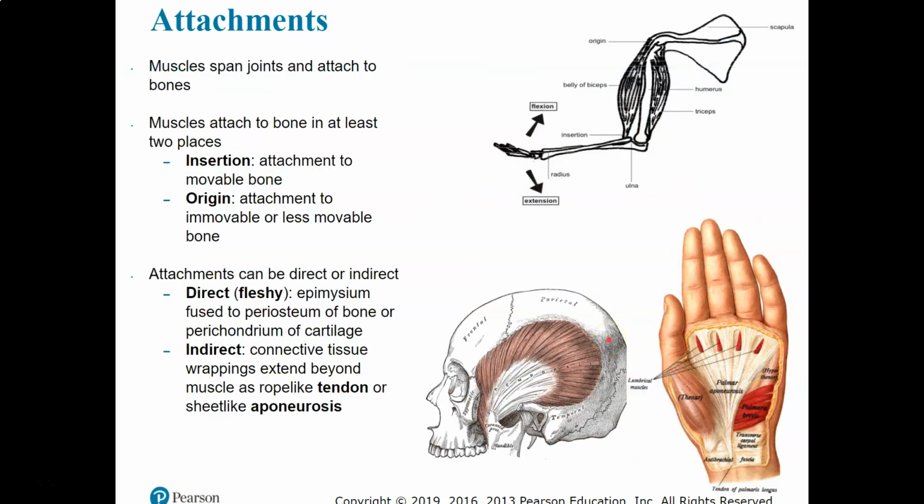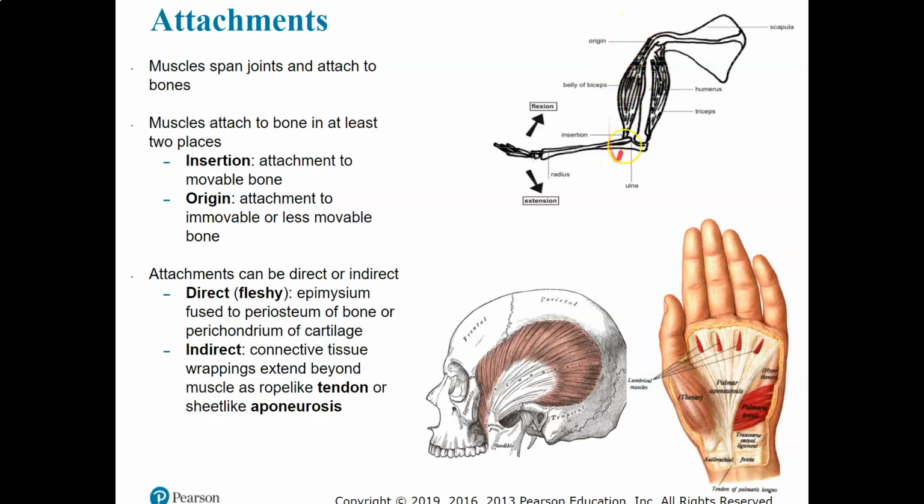And then that muscle needs to be attached. As we talked about when we talked about joints, each muscle is going to be attached to bone at two places, what we call the insertion and the origin. The insertion is going to be the attachment to a movable bone, and the origin is going to be an attachment to a relatively immovable or less movable bone.